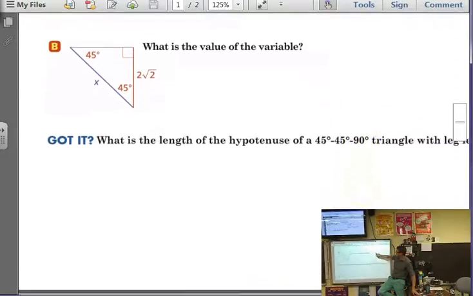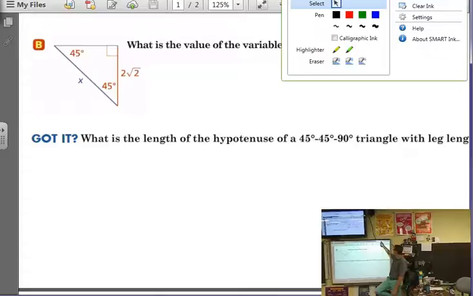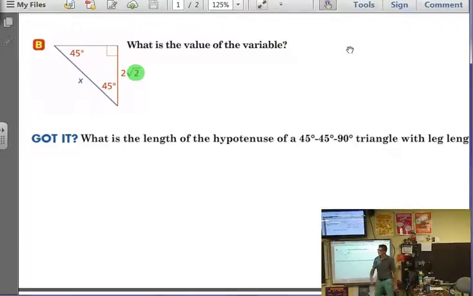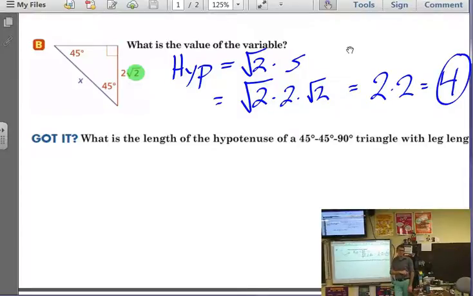So in B, why do I say that B is easier? Because it comes out to an integer. Radical 2, when multiplied with radical 2, so I know that my hypotenuse is going to be radical 2 times the short leg, which is going to be radical 2 times 2 times radical 2. A square root value times the same thing comes out to be what? 2. So this actually is just 2 times 2, and it comes out to be 4.